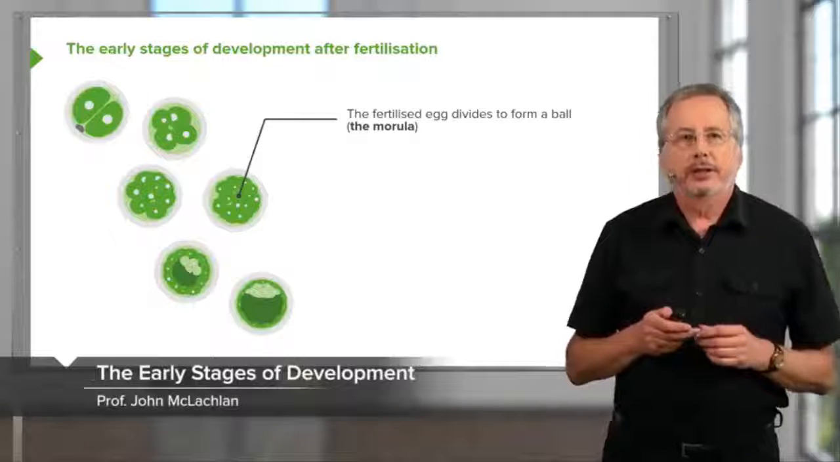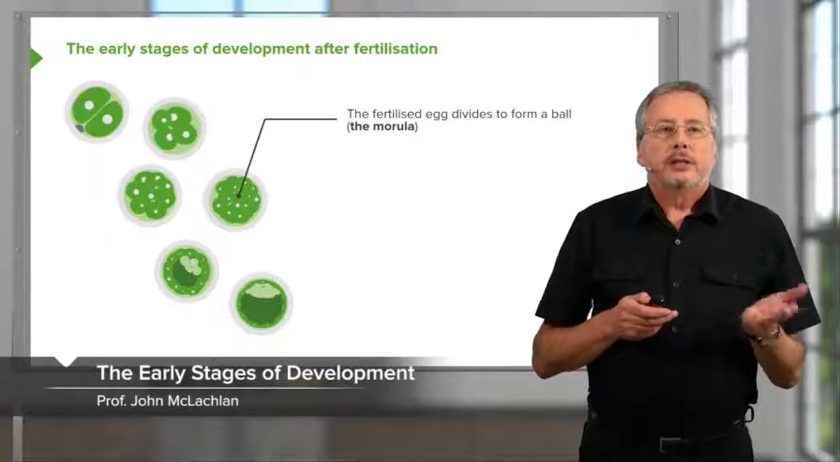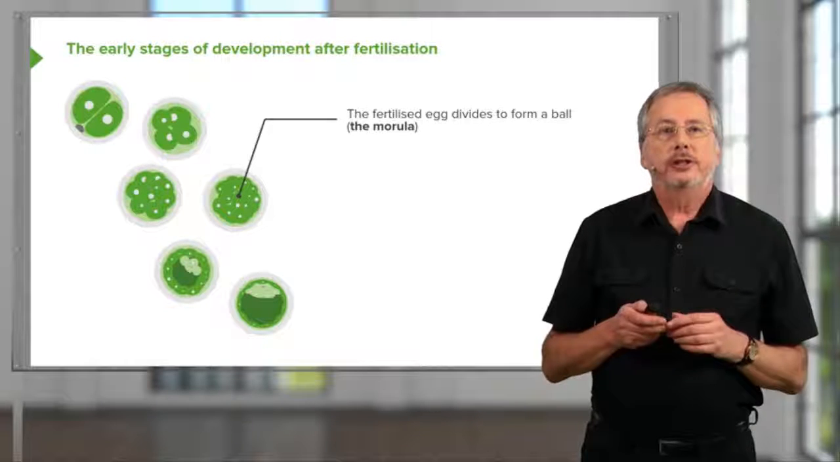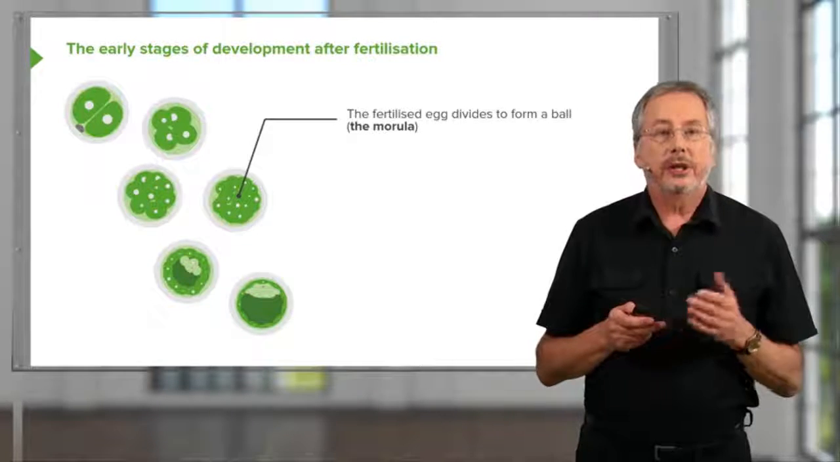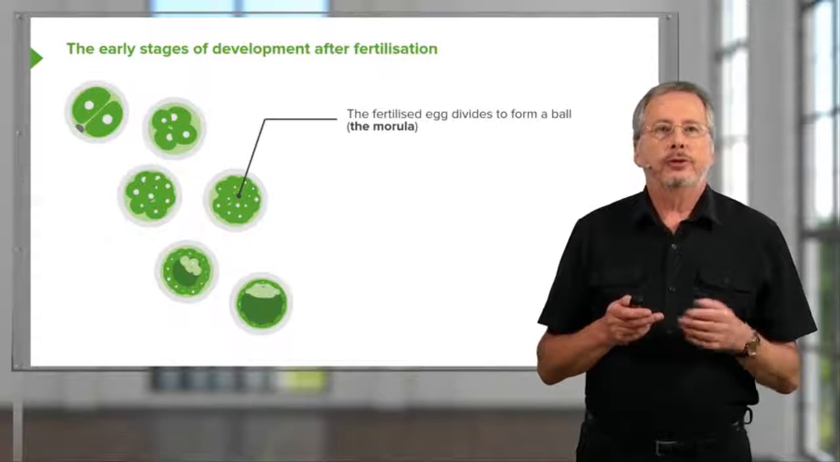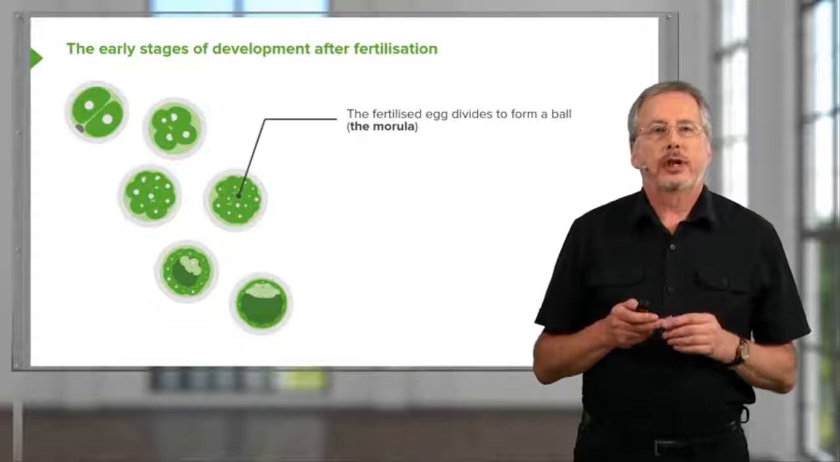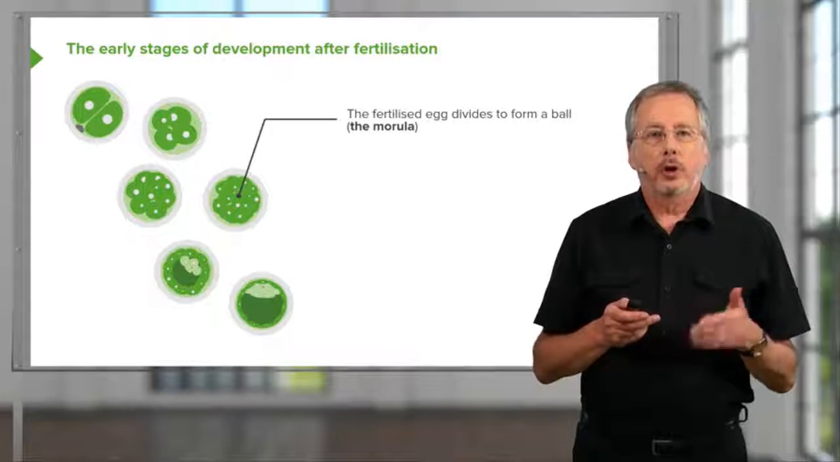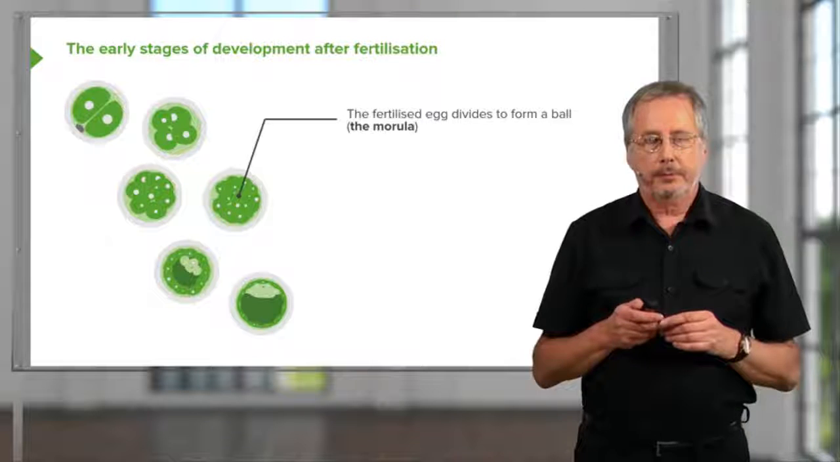So let's go back to our early stages of development. Cell division takes place after fertilization, and at these early stages there's no growth. So every time the cells divide, they get smaller. From 1 cell to 2 cells, they halve in size. At 4 cells, they're a quarter of the size. And they go on dividing until they've reached the normal size for a human cell.